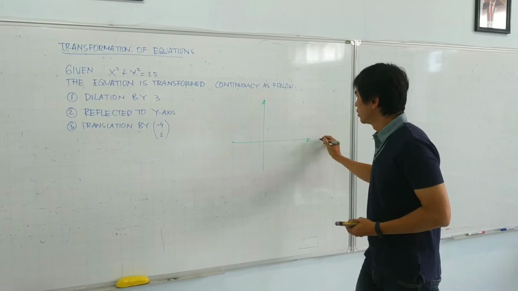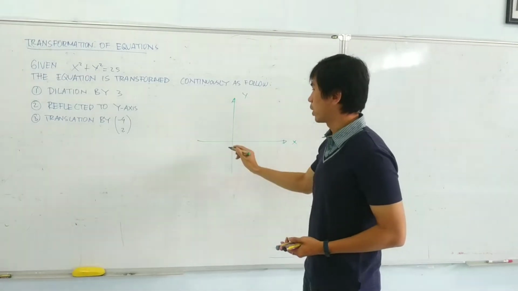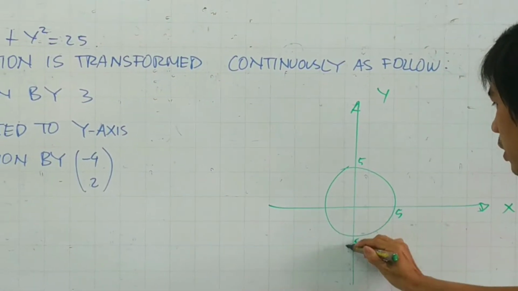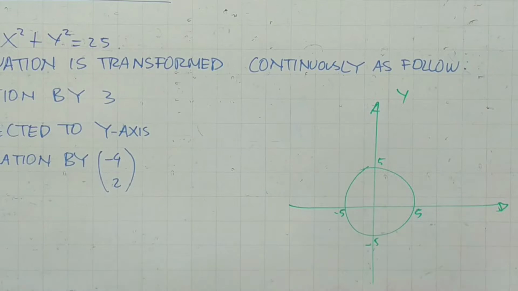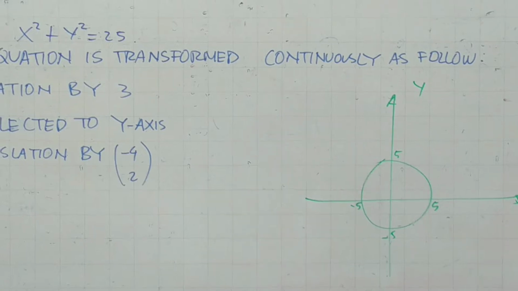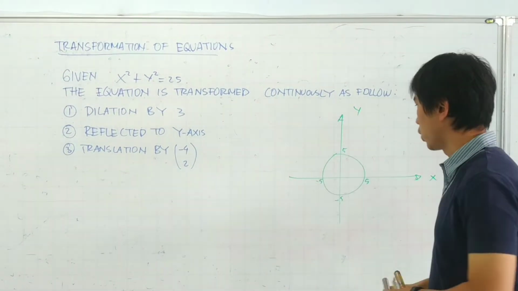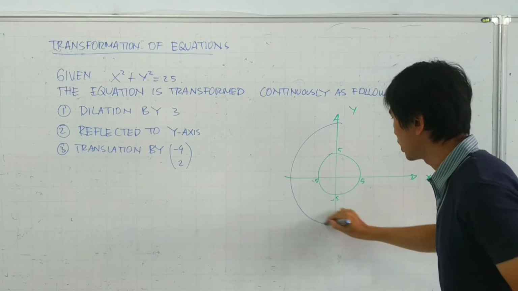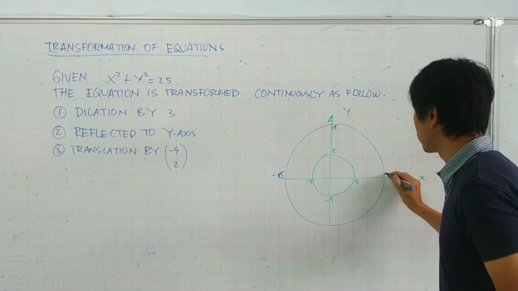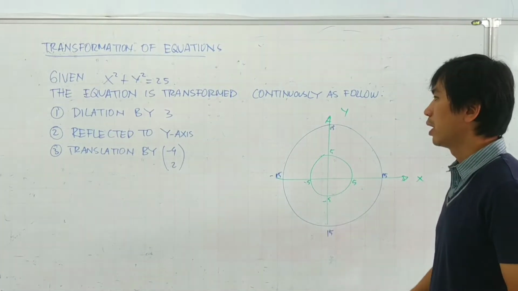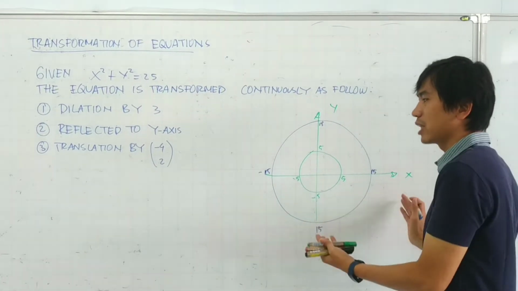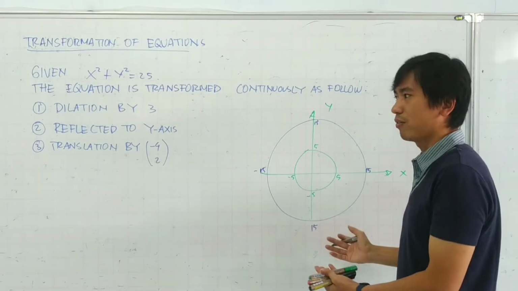You have x squared plus y squared equal to 25. So let's say it will be like this with the radius of 5, and -5. That is x squared plus y squared equal to 25. Now, let's say that it has a dilations by factor of 3, so it means that it becomes bigger. Okay, this is not drawn to scale, so this will be 15, negative 15, negative 15, and then 15. And then you have reflected to the y-axis. If you reflect it to the y-axis, the circle will stay the same, right? So you'll have this kind of shape also.